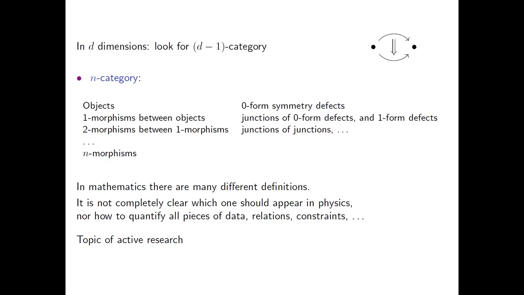And this is studied a lot in mathematics, and there are many different definitions of these categories, many different properties or assumptions that one could make. And I would say it's fair to say it is not completely clear which precise mathematical definition is the one that should appear in physics, should correspond to a quantum field theory. So of course, in mathematics, we can define things in many different ways, but it's not yet clear which one fits the physical problem. And also, it's not yet clear how to quantify all the pieces of data that enter into the definition of an N category. These are defined maybe abstractly in terms of morphisms, but in physics, we need to quantify things, present some basis, such that in specific examples we can list precisely what are the pieces of data and the relations that we're dealing with. And this is, of course, a topic of active research.